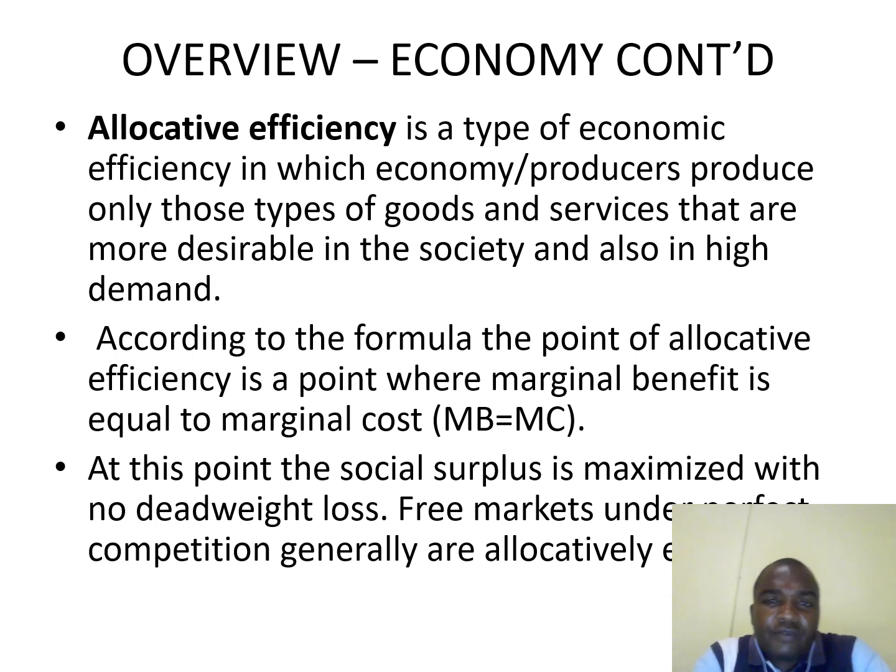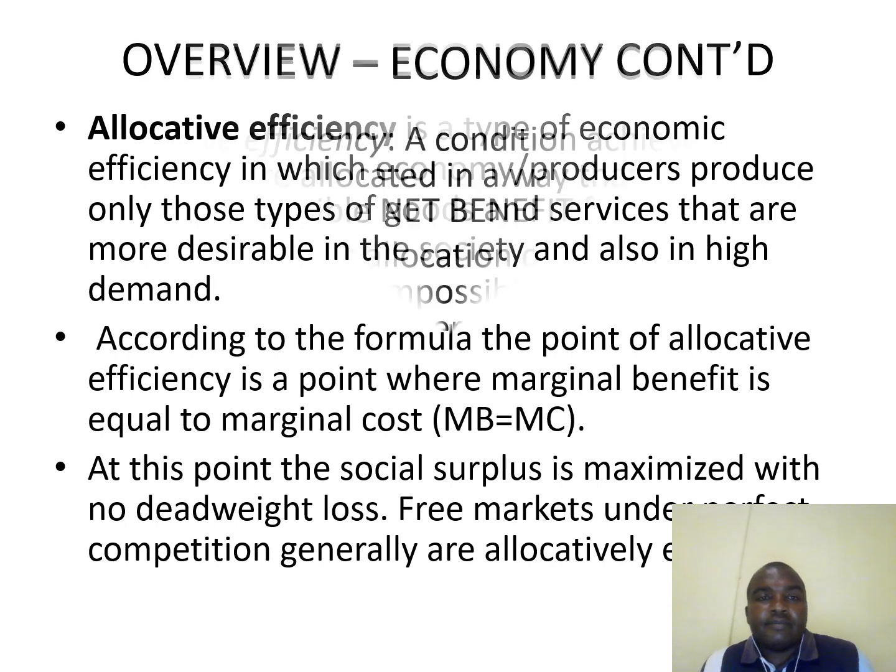And then allocative efficiency is a type of economic efficiency in which the economy or producers within an economy produce only those types of goods and services that are more desirable in society and also in high demand. It is a point where marginal benefit is equal to marginal cost, or marginal social benefit is equal to marginal social cost. And there is no dead weight loss in such an economy. A free market economy under perfect competition without market failure generally is held to be allocatively efficient.